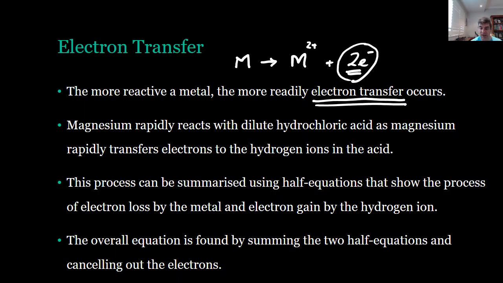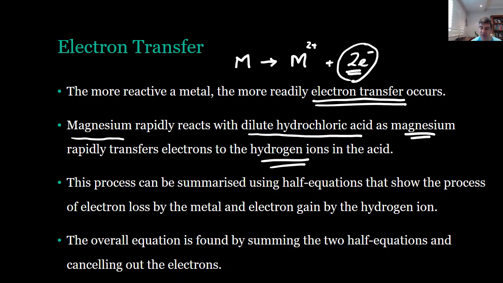This is the kind of reaction we get when, for example, magnesium reacts with dilute hydrochloric acid. The magnesium transfers its electrons to the hydrogen ions in the acid. The hydrogen ions take in those electrons, reform hydrogen atoms, and then link together through a covalent bond to form hydrogen gas. The magnesium has become an ion, magnesium 2+, and has gone into the solution.